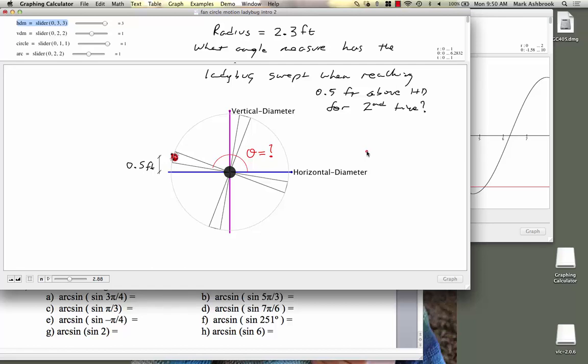We're out of time, but I'll talk through it quickly. First of all, what's the input into arc sine? Vertical distance. Is it 0.5? Do we put 0.5 in here? No, that's feet. The input is in fraction of a radius. So we need to put in 0.5 divided by 2.3 to get what fraction of a radius 0.5 is. Okay? So let's do this in degrees. Set your calculator for degrees and find that right there. And what do you got?